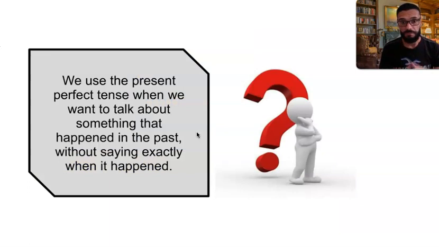How to use it? We use the present perfect tense when we want to talk about something that happened in the past, without saying exactly when it happened. Did you understand? In other words, it doesn't have a specific time, right?